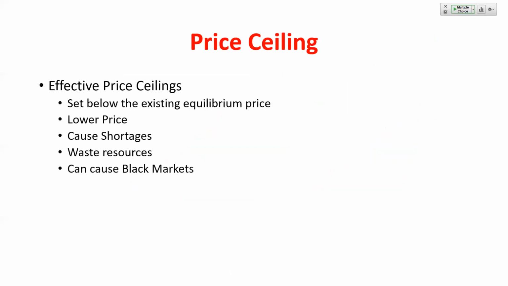So some examples of where we see price ceilings. We know they cause shortages. We know that they'll lower the price. They can cause black markets. They're wasting resources essentially because we should be up to that equilibrium point. We're losing out on additional surplus. And in order for them to be binding, they have to be set below the current equilibrium price.